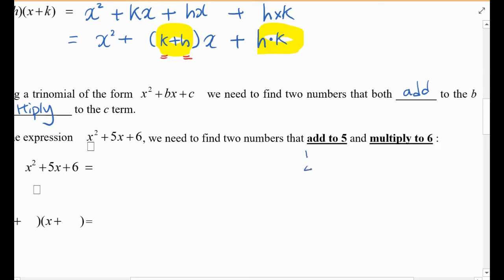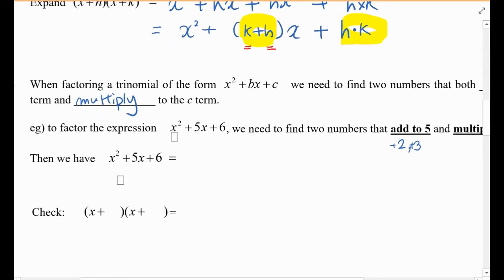So 1 and 4 add to 5, but they don't multiply to 6, right? Not 1 and 4. What else? What about 2 and 3? When you add them up, it becomes 5, and when you multiply, it becomes 6, right? So positive 2 and positive 3 will be the answer.